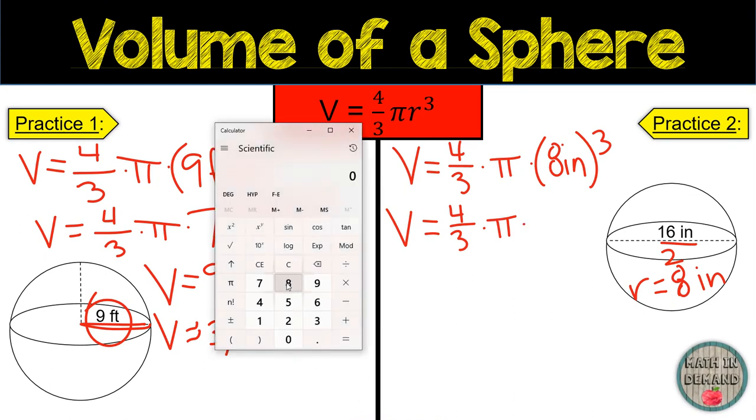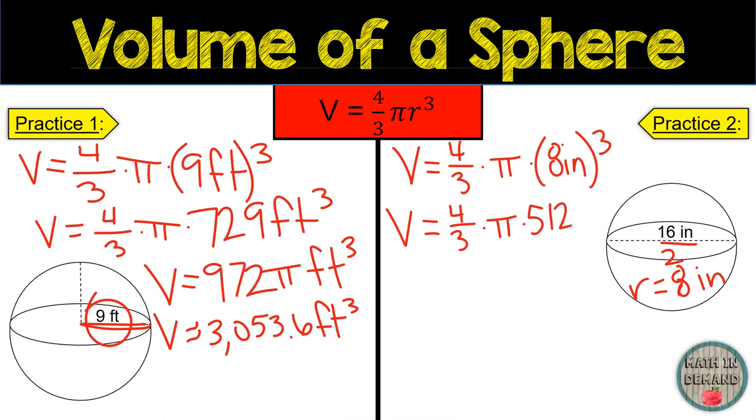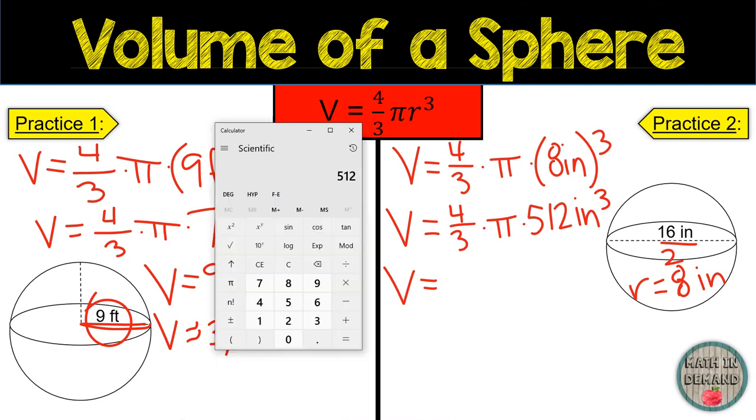We did do that one earlier, but again, 8 to the 3rd power is 512. So I'm going to write 512 cubic inches, because inches to the 3rd power is inches times inches times inches, which will give me cubic inches. I'm going to simplify by taking 512, which is my numerator. Remember, there's an invisible 1 underneath, so this is a numerator. I'm going to multiply it by 4 and then divide by 3. So I'm going to grab my calculator, take 512 times 4, I get 2,048. If I divide it by 3, I actually don't get a whole number. So what I'm going to do is leave it as a fraction.